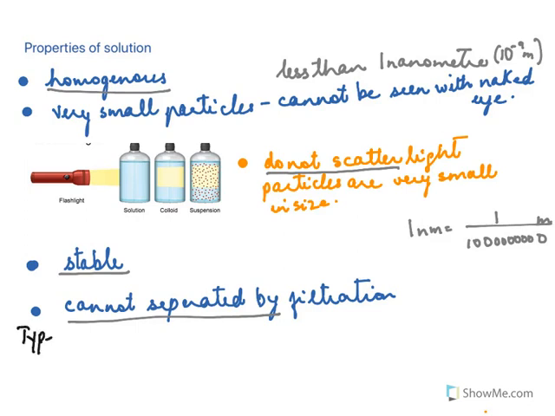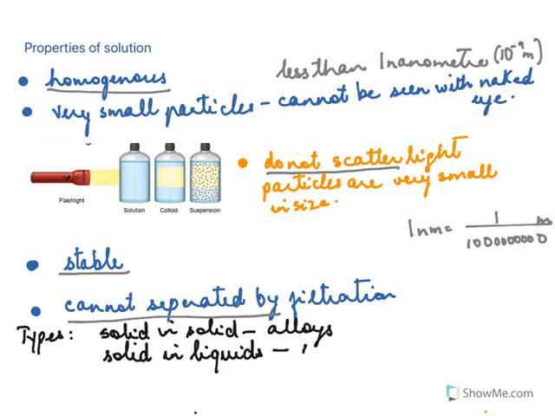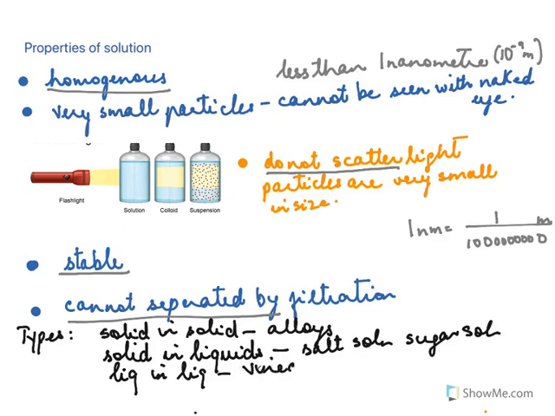Then to go to the types of solutions, this we have already done and we know the types. One was solid in solid, and the example of solid in solid was alloys. Solid in liquid was like the salt solution, the sugar solution, the copper sulfate solution. Then we had liquid in liquid. An example is alcohol, or a better example would be vinegar. Vinegar, lemonade is liquid in liquid.